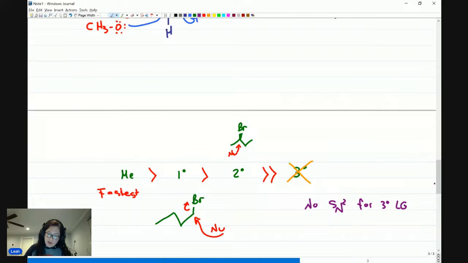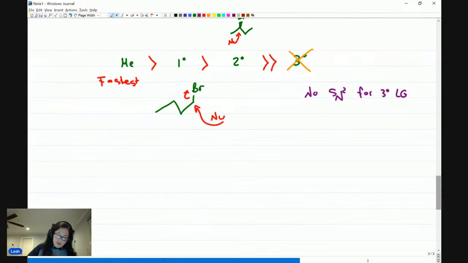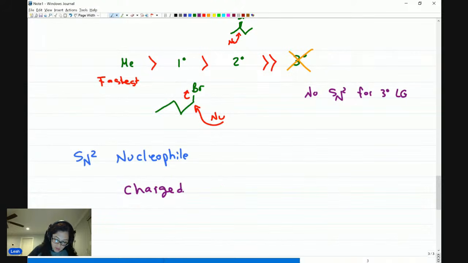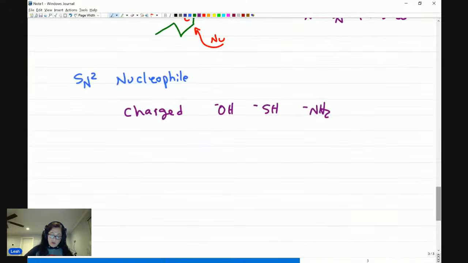The types of molecules that we're looking at to do an SN2 attack. We said that they have to be unhappy and unstable. So the SN2 nucleophile, what I'm looking at is typically something that is charged. For example, an OH minus, an SH minus, an NH2 minus. Notice that they all have a charge.